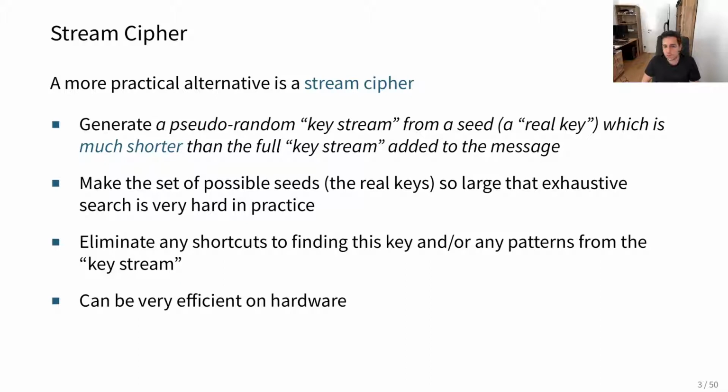And usually we can build a stream cipher such that this real key is much shorter than the key stream we want to produce. So what this means is that we basically have a very short key, which generates a very long pseudo-random key stream. And this very long key stream can then be added to a long message, for example. So the only thing we need to transfer to another party, and the only thing we need to keep secret, ideally, is this very short key. So this is the basic idea of a stream cipher.